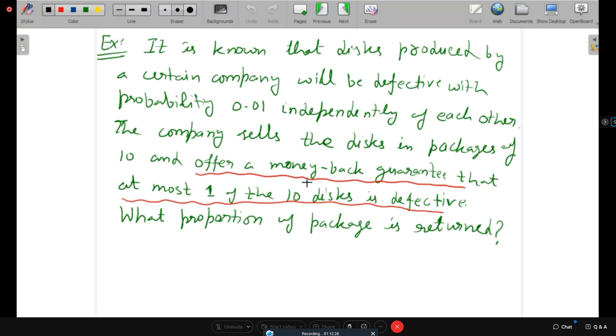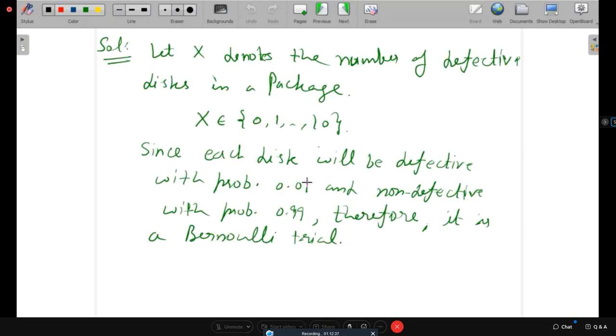Okay, so you have all the information. I have tried to model it in a certain scenario and I hope you get it. So what I just now said is, here it is.